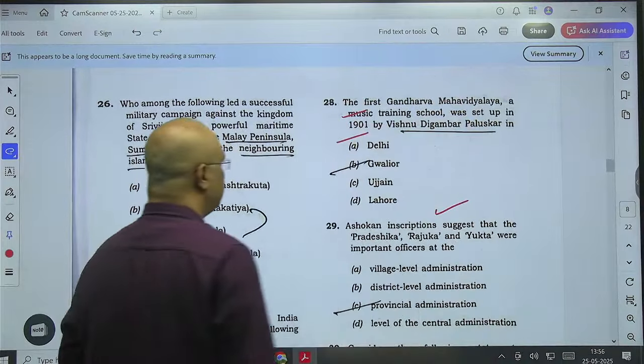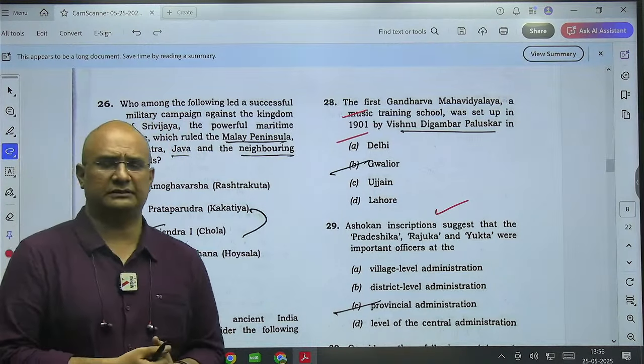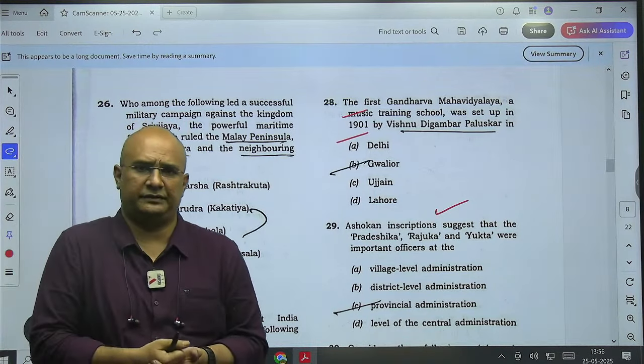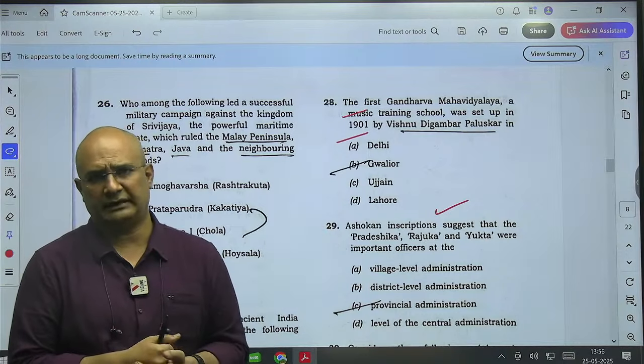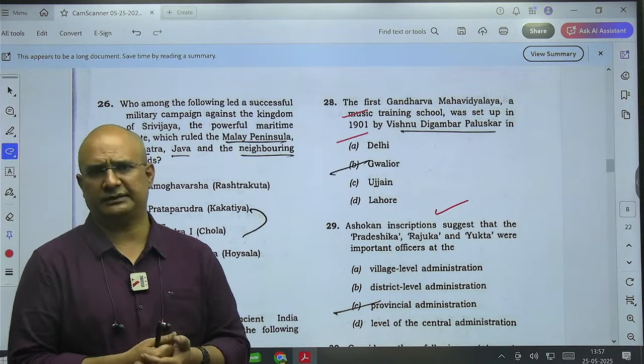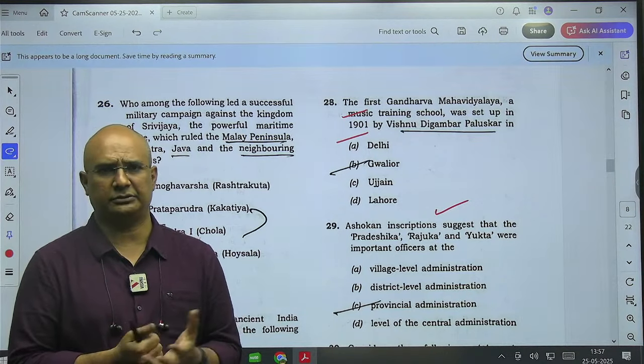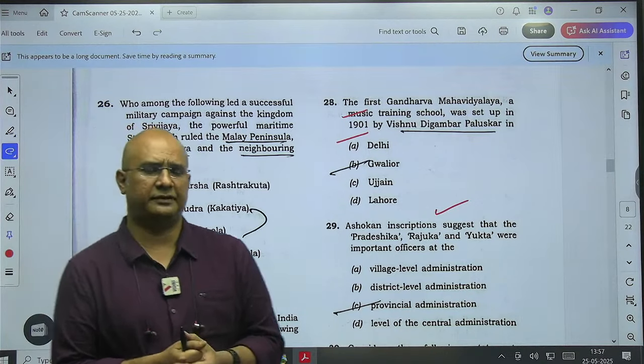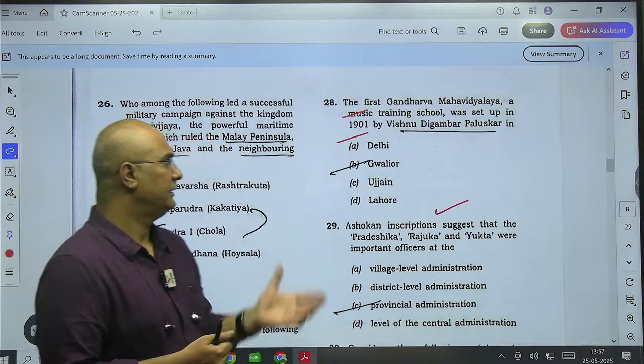The 28th question is a slightly difficult question. This actually comes from art and culture, but it's not easy to guess because you do not find the answer for this from the regular textbooks that we all read. Anyway, such questions, I told you, there are 2 or 3 difficult questions. Without taking much risk, you can actually leave those. Let us look at that question.